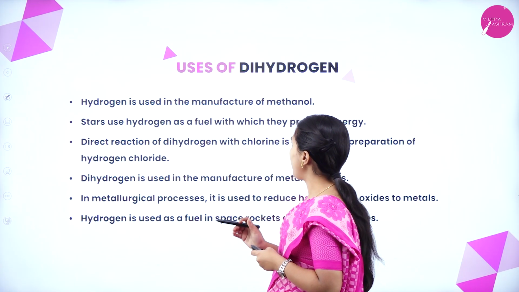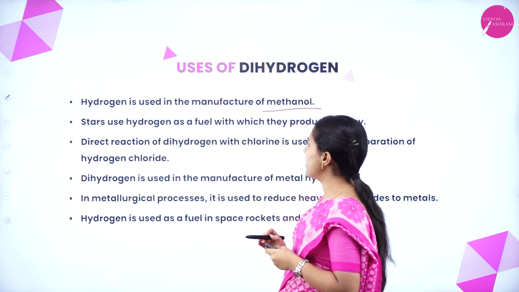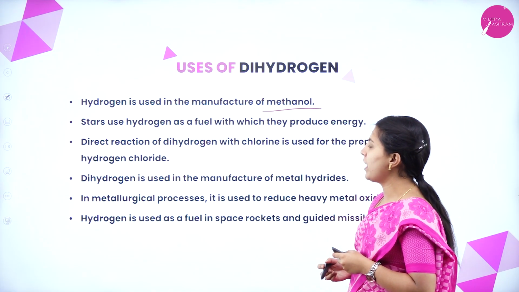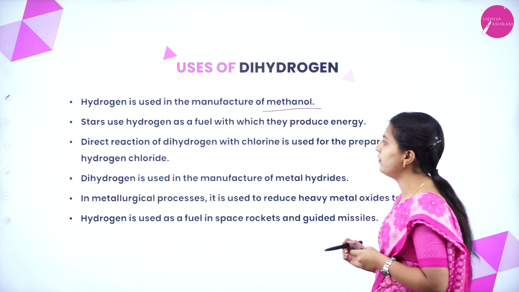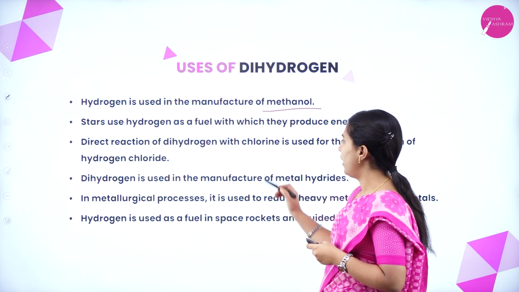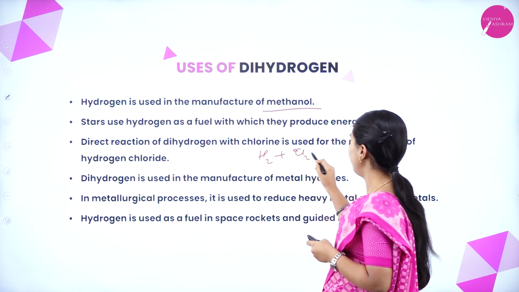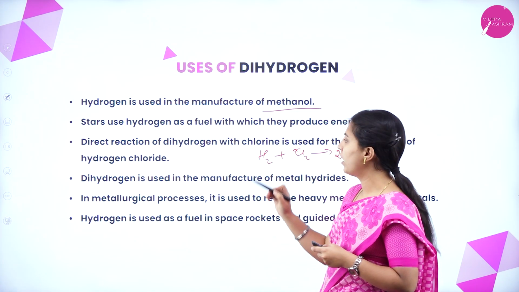Hydrogen is used in the manufacture of methanol, alcohol. Stars use hydrogen as a fuel with which they produce energy. Direct reaction of dihydrogen with chlorine is used for the preparation of hydrogen chloride. H2 plus Cl2 will form 2HCl. This reaction also we have seen.